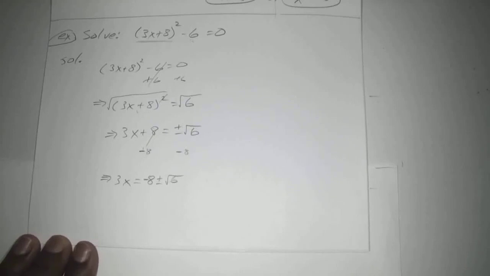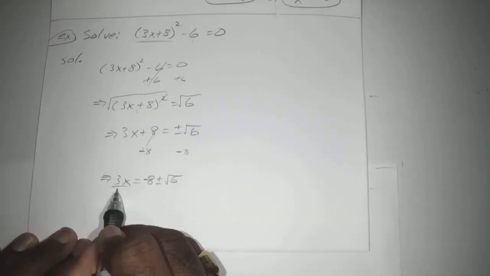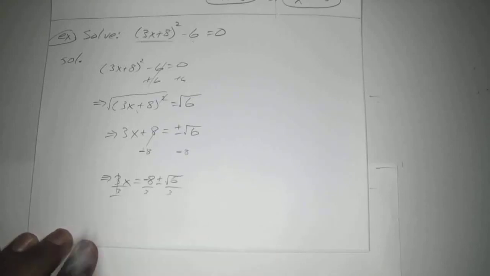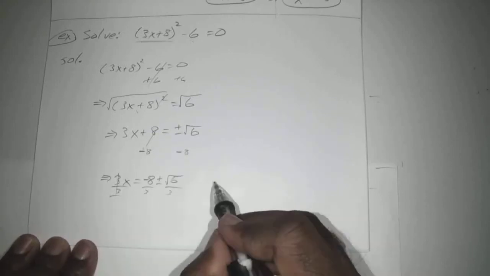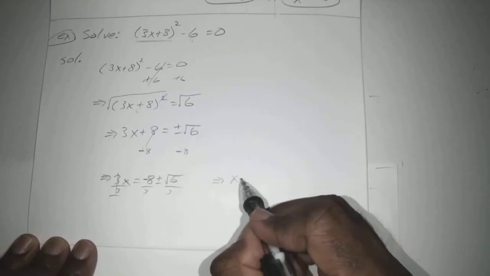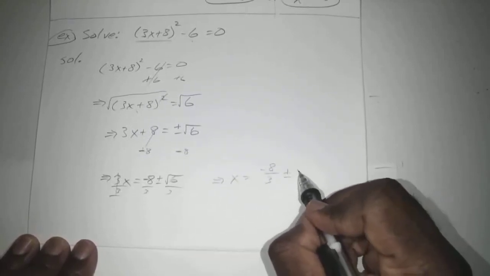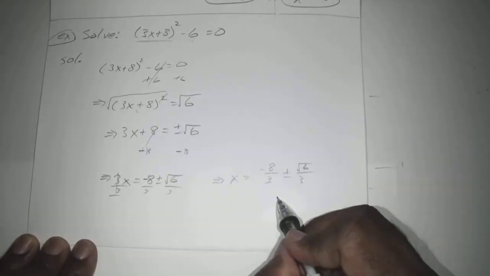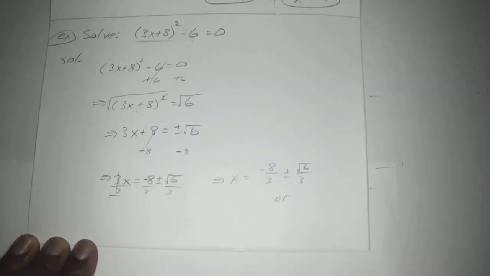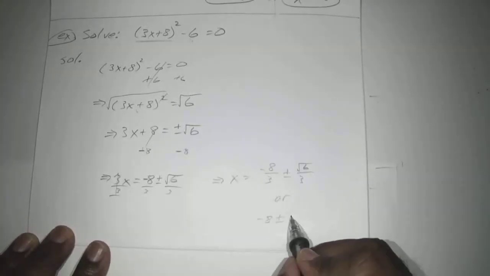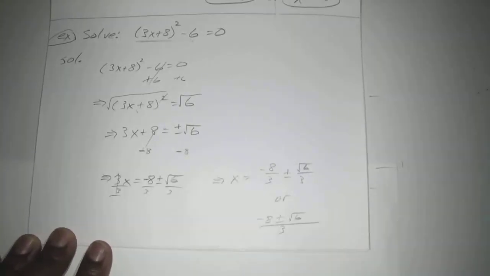Okay, so now you just divide everything by 3. Where anything divided by itself is 1. So you have x equals negative 8 over 3 plus or minus square root of 6 over 3. Or if you wanted to, since you have the same denominator, you can make it negative 8 plus or minus square root of 6 all over 3. So either one of those would be okay.